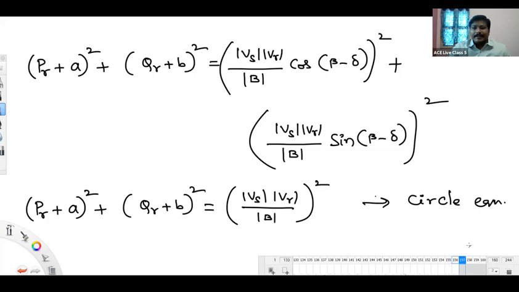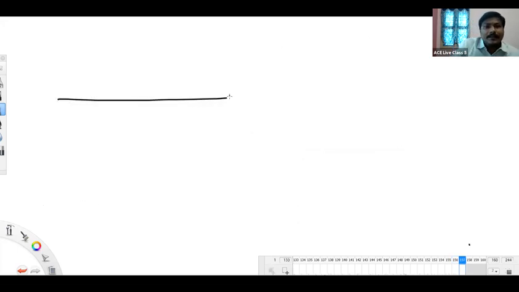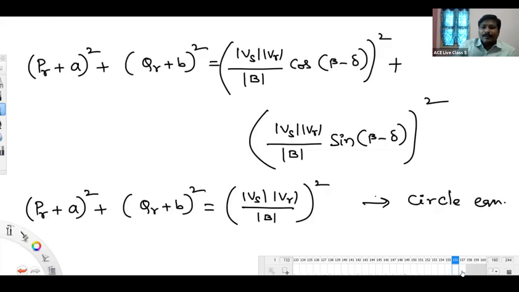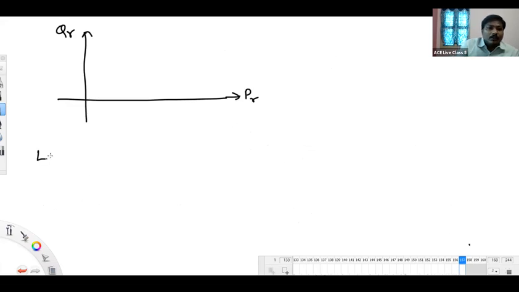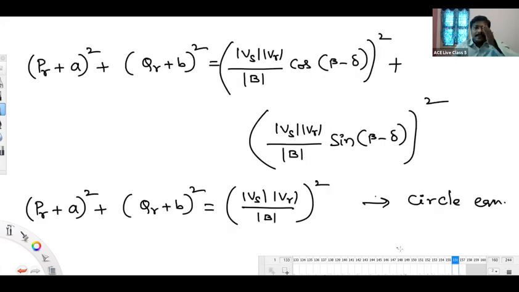Okay, let me show in the next slide. Just as an indication, this is the PR axis and this is the QR axis. Right? So the locus of the complex power will be a circle. Locus of the complex power is a circle.